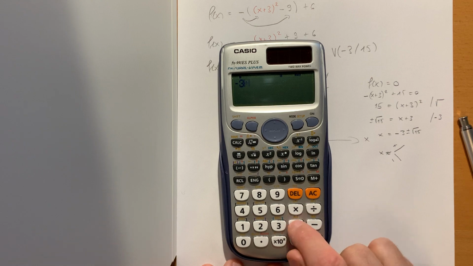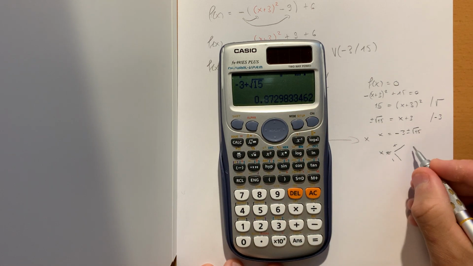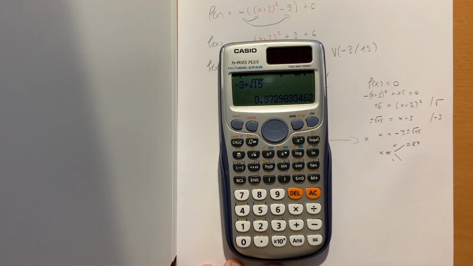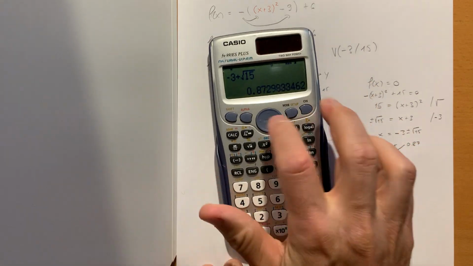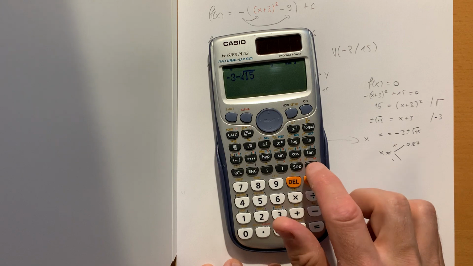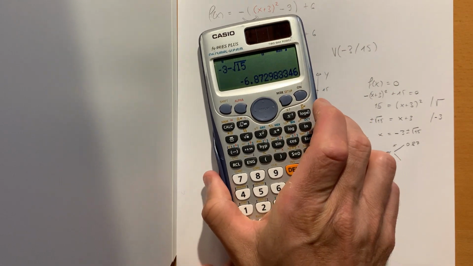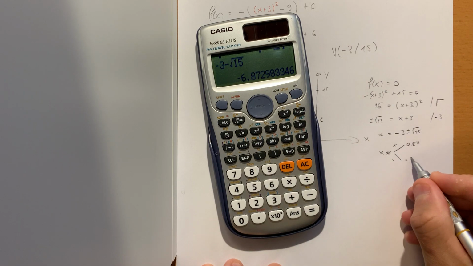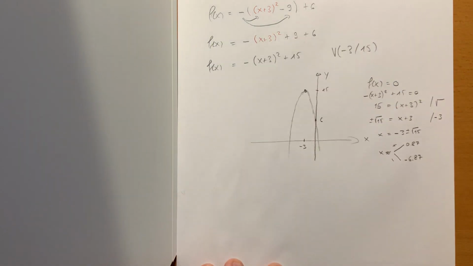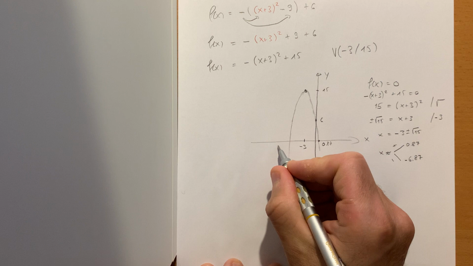Minus 3 plus the square root of 15. That's 0.87 approximately. And then here with the minus, that's approximately minus 6.87. Yeah, that's right. So this would be 0.87, and this is minus 6.87 here.